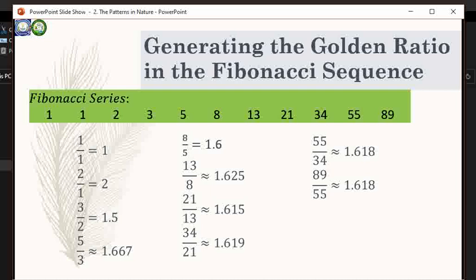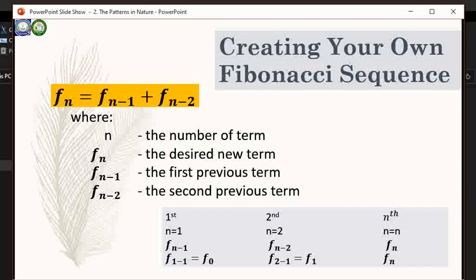The higher the values of the terms in the Fibonacci series, the closer the ratio of those numbers to the golden ratio. Starting from 55 divided by 34, we already get the approximate value of 1.618, and the golden ratio is approximately 1.618. So if we continue this, we will still be getting 1.618. So how do we generate our own Fibonacci sequence?